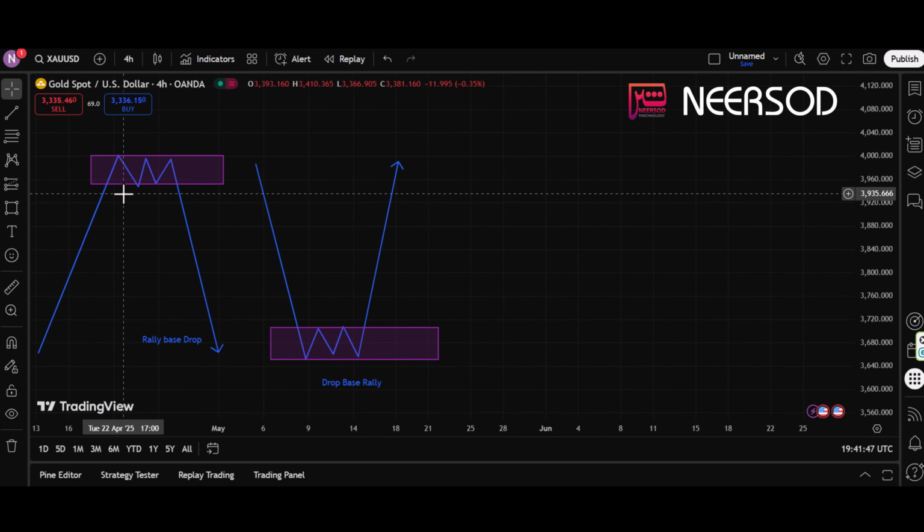Identifying these zones doesn't mean we can immediately enter a trade when the price touches them. We need confirmation for our trades, which I will teach you in a future video. Structure 3.